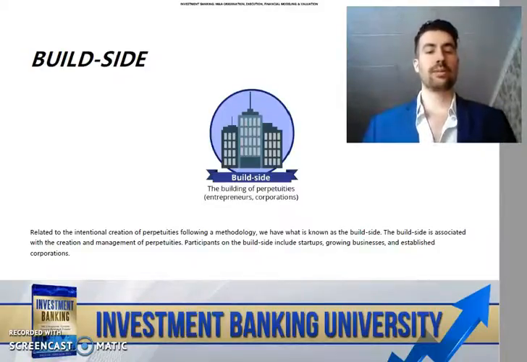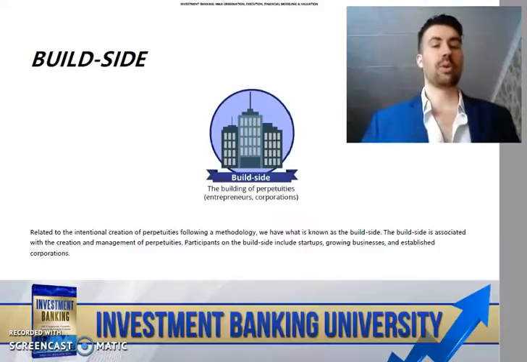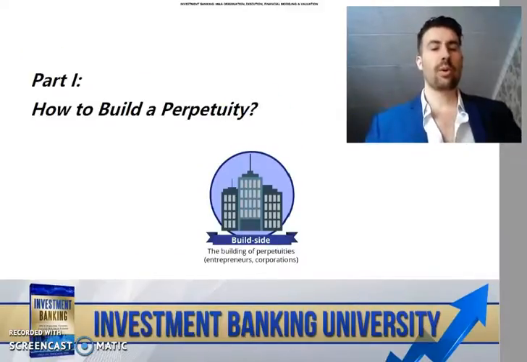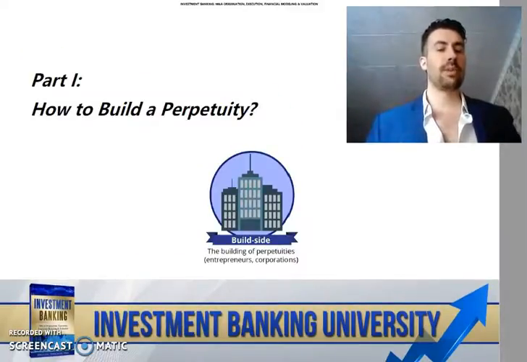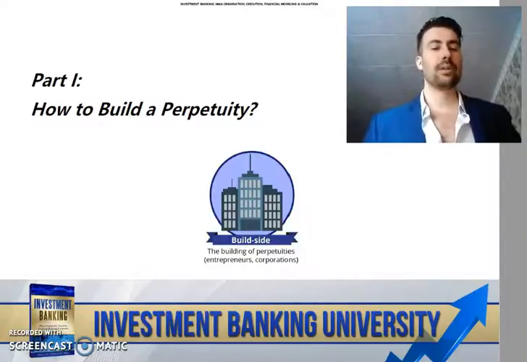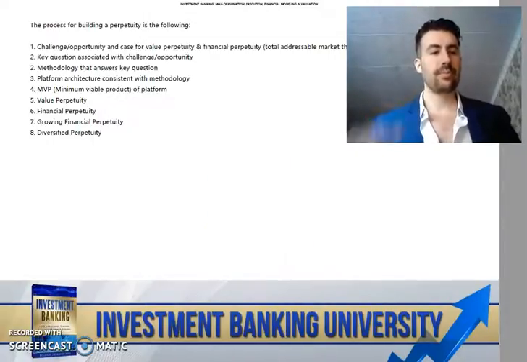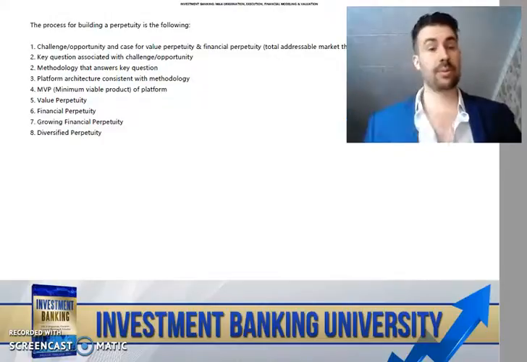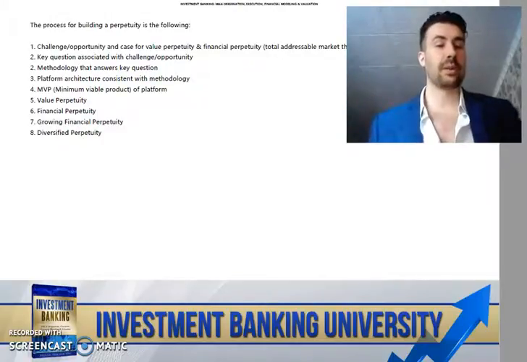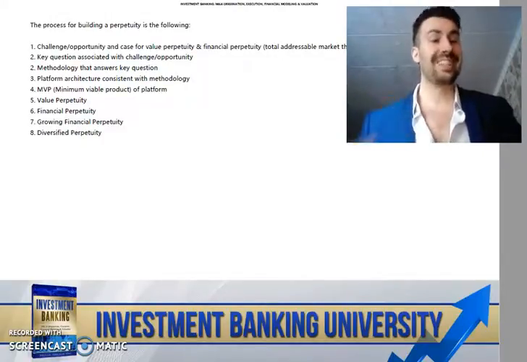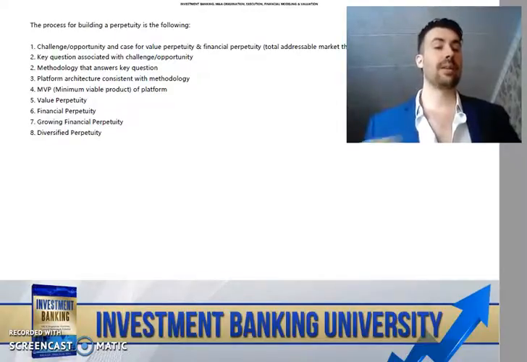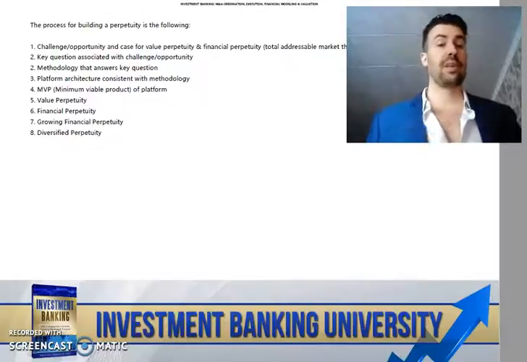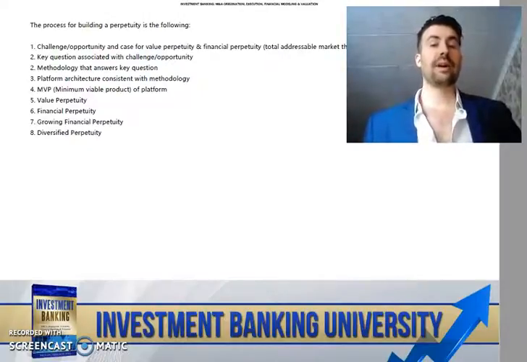Participants on the build side include startups, growing businesses, and established corporations. So our key question associated with the build side is how to build a perpetuity. So the process for building a perpetuity is going to be the following. We're going to first identify a challenge or opportunity in nature and make the case for a value perpetuity and ultimately a financial perpetuity via a total addressable market that exceeds a hurdle rate.